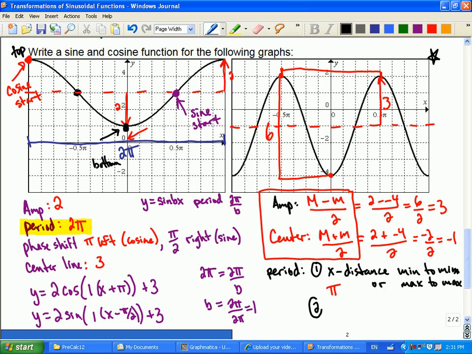There's another way to think about this too. This one's not as obvious, but if I go from a minimum to a maximum, how much of the cycle is that? Yeah, it's half. It's not obvious until you kind of think about it, but if I start at the bottom and I go up, or same thing if I go from the top down, I've only taken half of it. So we could also call it 2 times the x distance when we go from a minimum to a maximum, or vice versa.